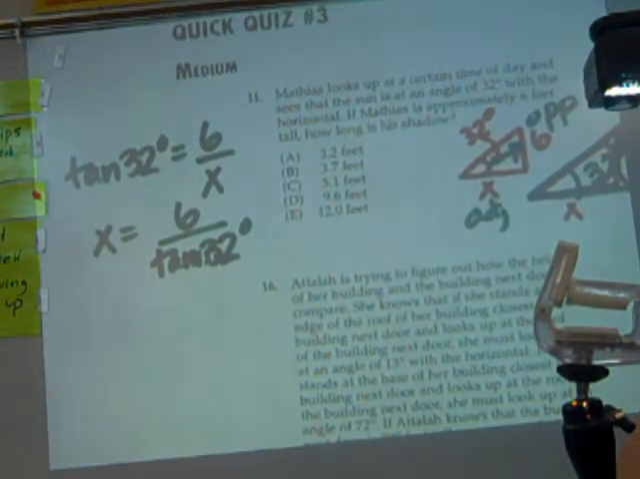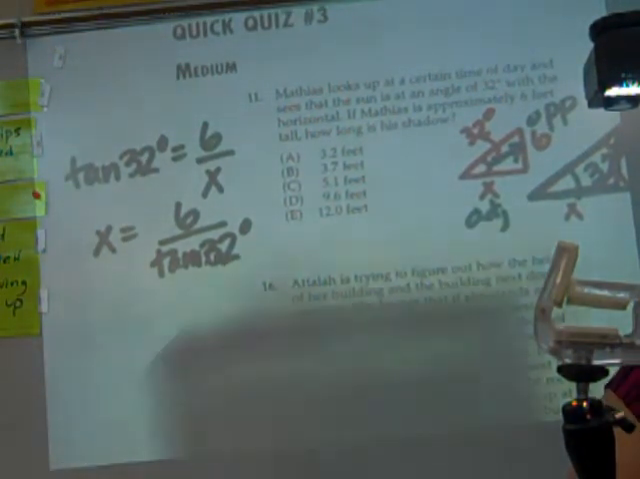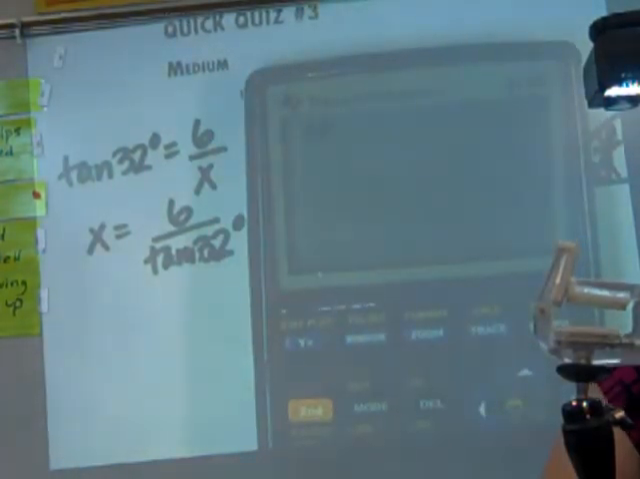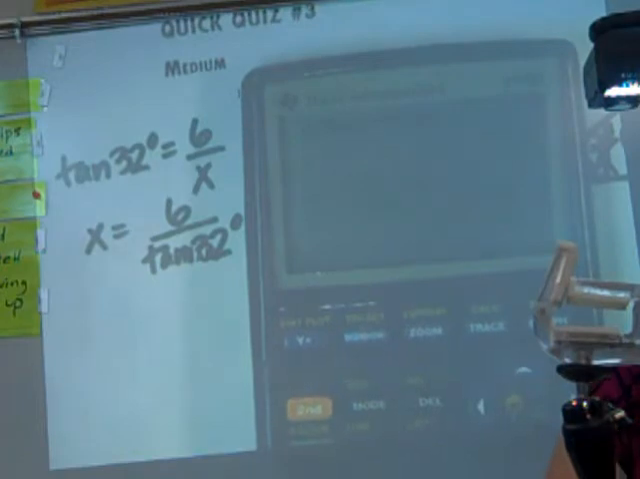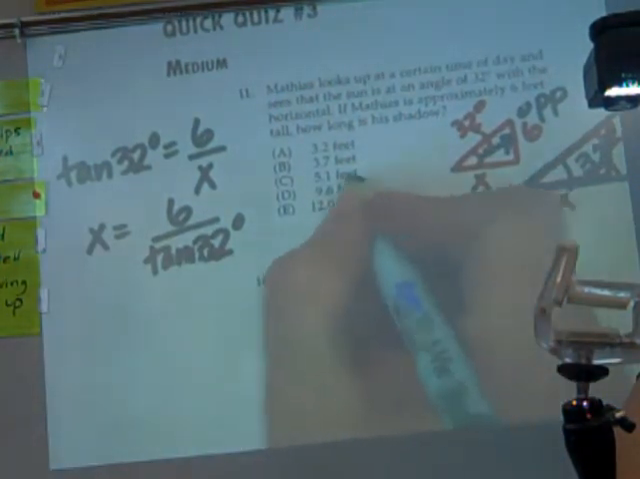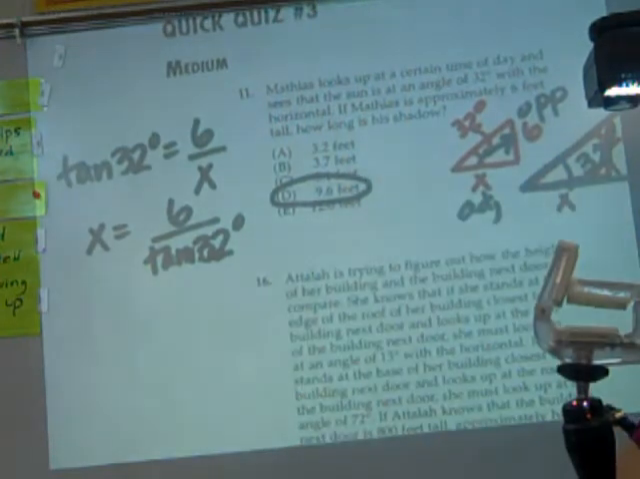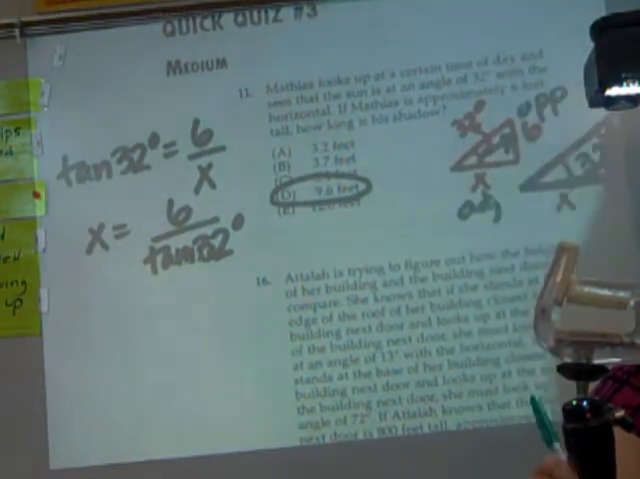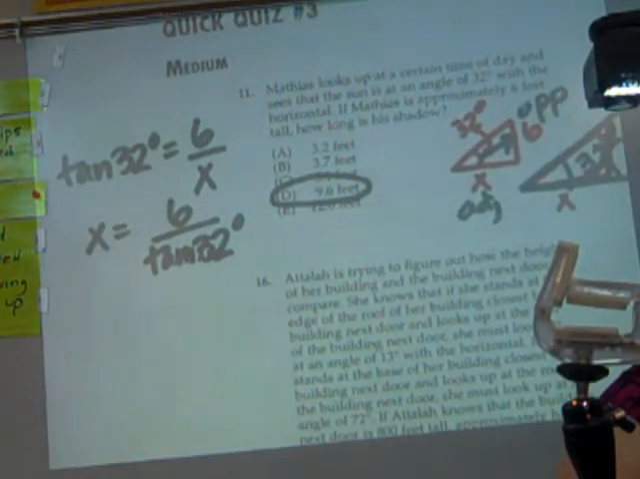So make sure your calculator's in degree mode. Degree mode will also work. 6 divided by the tangent of 32. 9.6. So just remember that in a shadow problem, the person has to be between the sun and their shadow. The sun has to be behind the person to make a shadow like that.